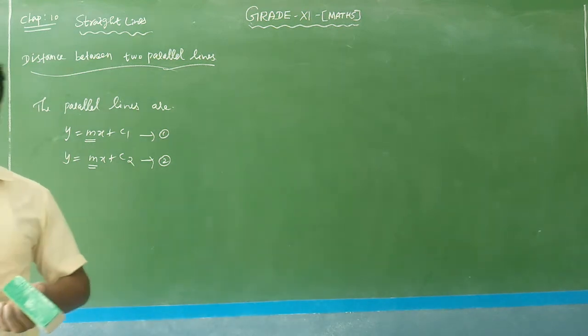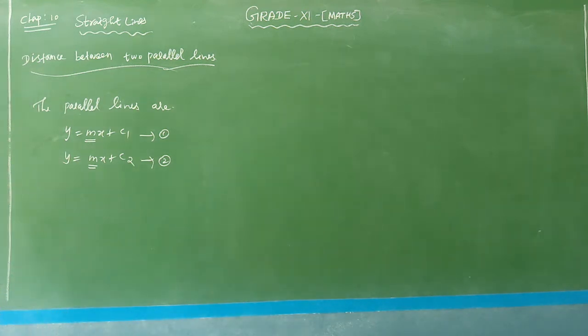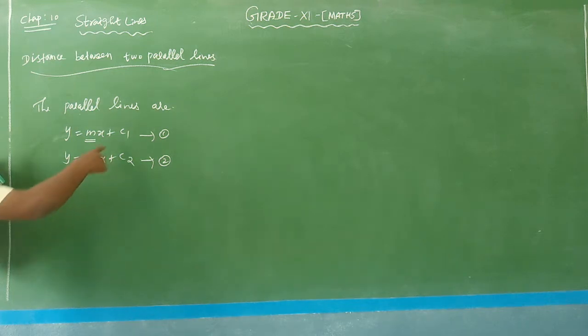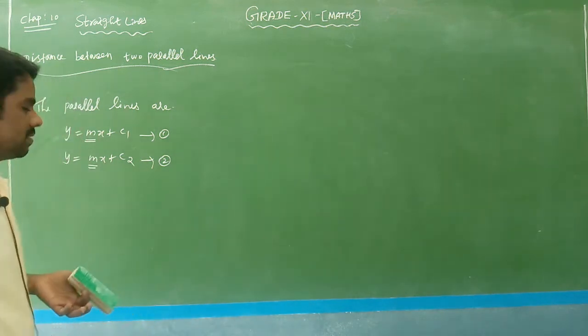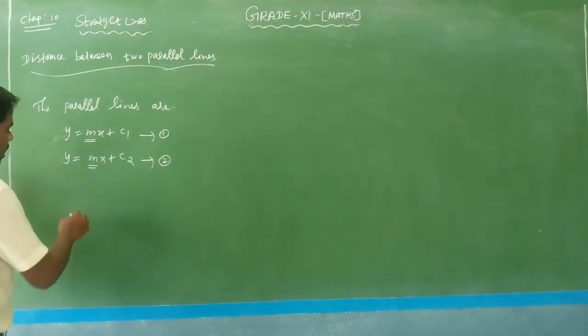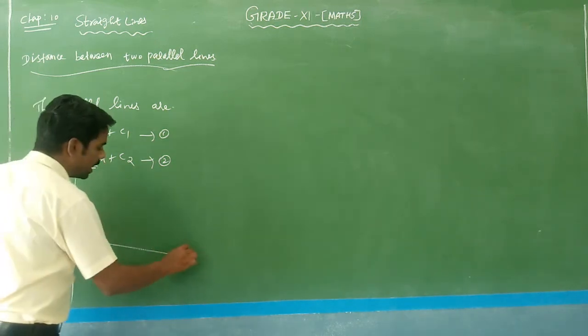Given two lines are parallel, you know that already studied in exercise 10.1, if two lines are parallel, then the slopes are also equal. So these two lines are parallel, so slopes are also equal. So the first equation is y equal to mx plus c1 and the second equation is y equal to mx plus c2. Right.